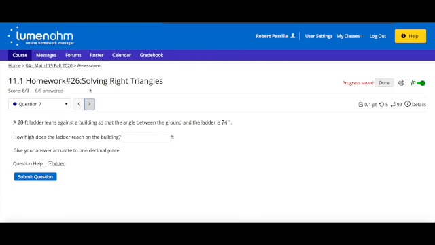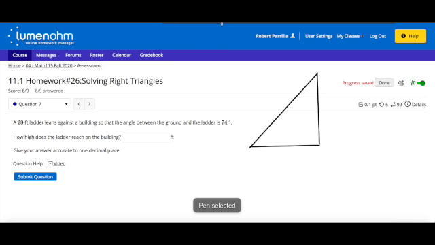Number 7. Okay, another ladder problem, so we're going to draw it again. I wish there was a way to leave it there, but that's okay. There we go. A 20-foot ladder, so that's the hypotenuse. Leans against the building so that the angle between the ground and the ladder is 74 degrees. They're probably going to ask us the height. How high does the ladder reach in the building? So they want to ask for y in this case. 1 decimal place also, so keep that in mind.